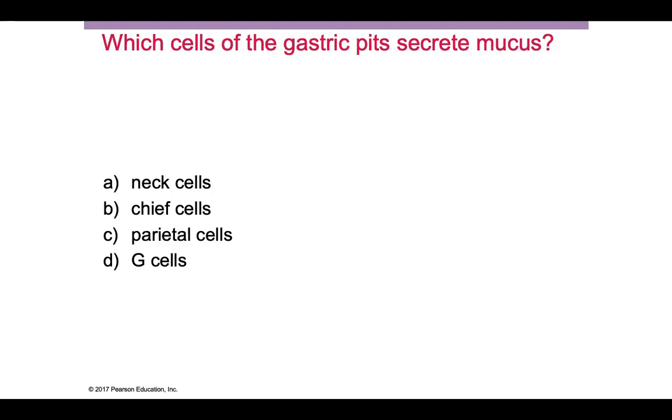Chief cells we know are going to be secreting pepsinogen. We'll talk more about that coming up. Again, parietal cells we know secrete hydrochloric acid as well as intrinsic factor. And then G cells, we said, secrete gastrin, okay? All right. I think we've got one more. So the answer here was A, neck cells. And remember, the neck cells are going to be found towards the neck of the gastric glands or gastric pits, right? The other cells are kind of interspersed towards the very bottom of that pit.